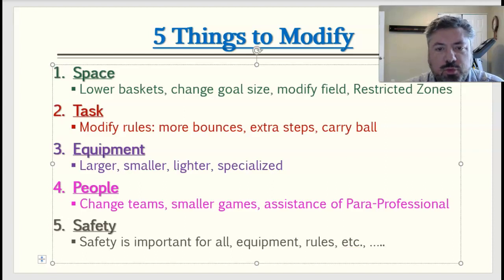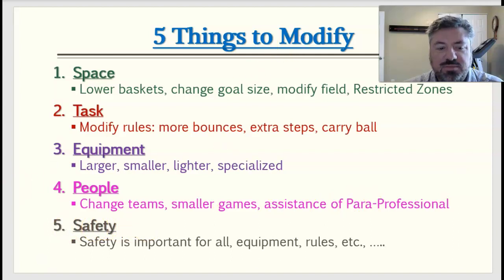So to review, when you're working on your lesson plan, consider modifying these things: space, the task, which could be the rules or some kind of way to modify the specific skill, the equipment, the people, and how people are aligned, as well as safety. So consider those 5 things when you're developing your lesson plan.